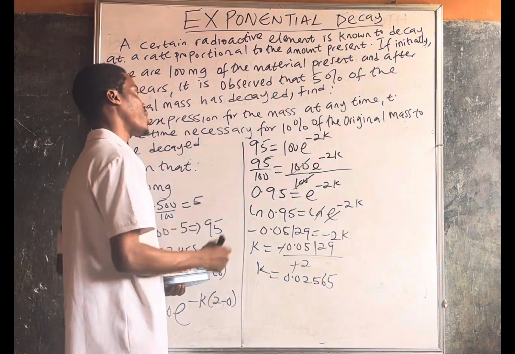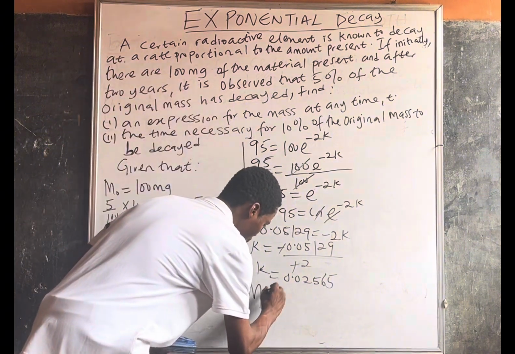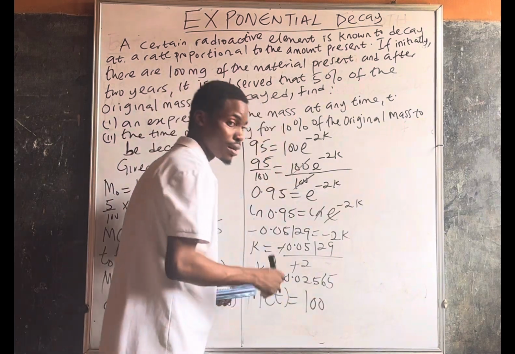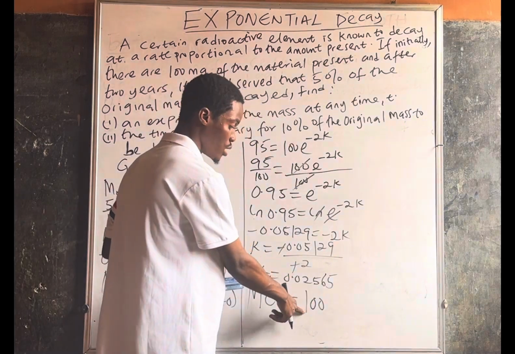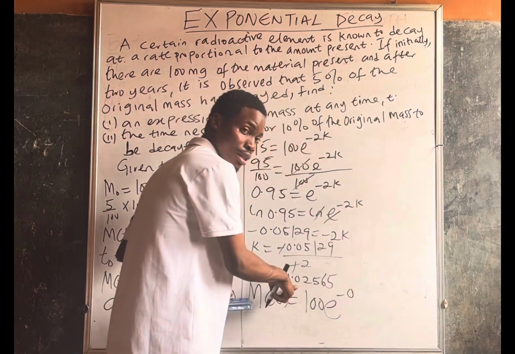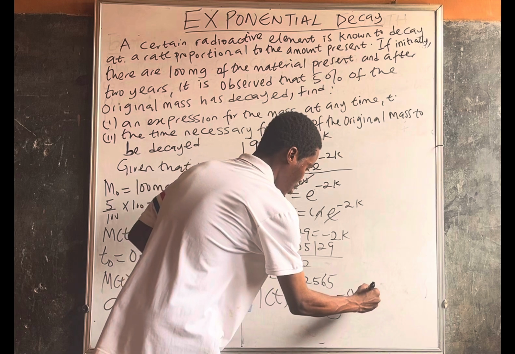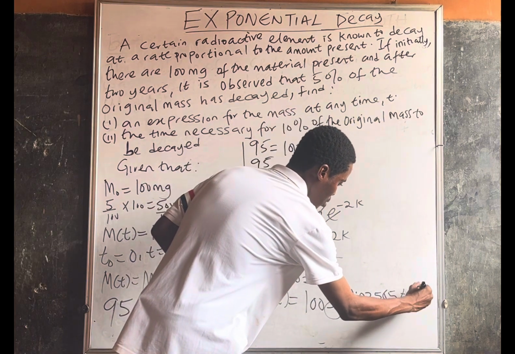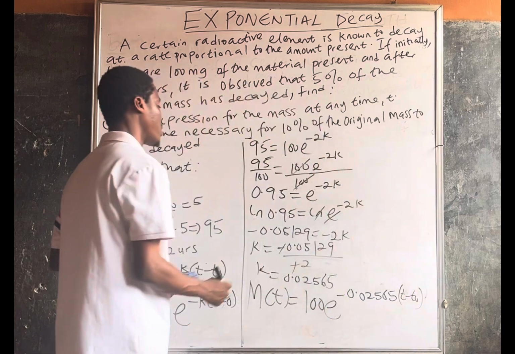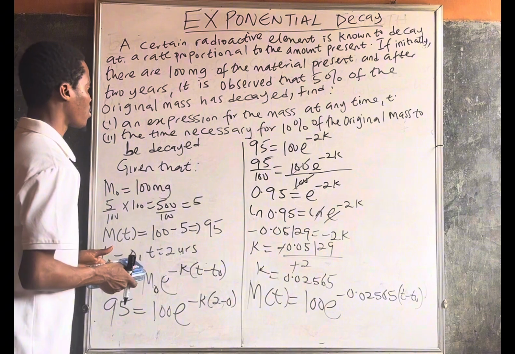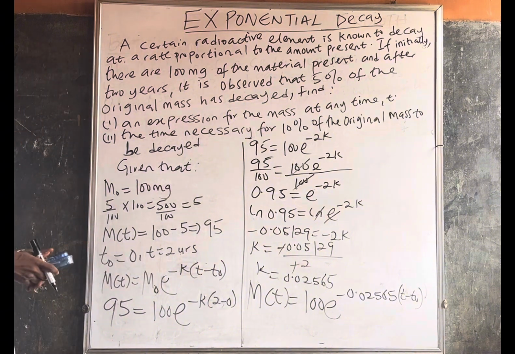So the expression of the mass at any time t will now be m of t is equal to m naught, that is the initial mass, exponential minus the decay constant 0.02565, then t minus t naught, that is t. So this is our expression for the mass at any time t. You can take a screenshot of this.